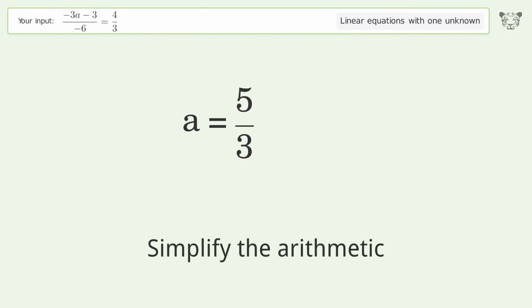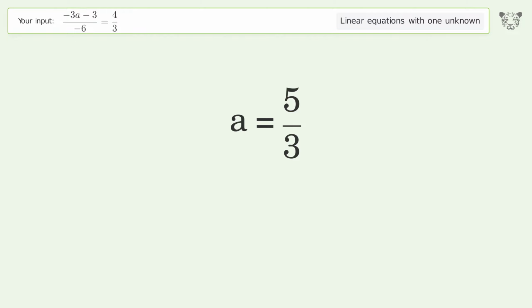And so the final result is a equals 5/3.